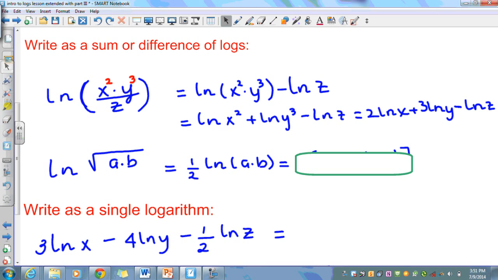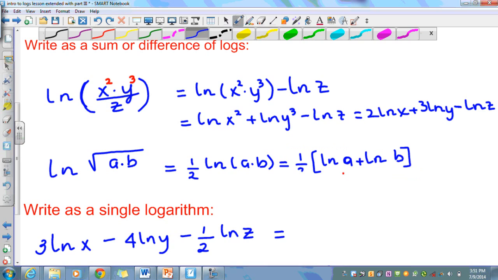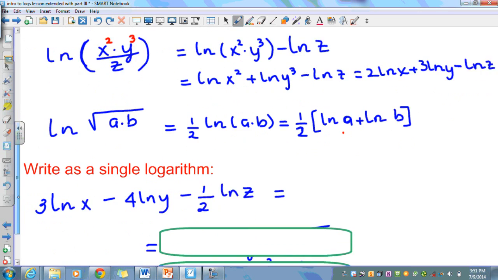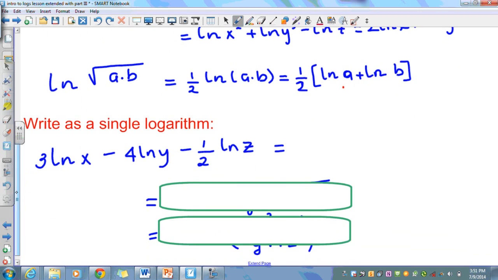And then in the second step, a times b within a log can be broken down as log of first plus log of the second. In this case, it's log base e or ln. So here we have 1 over 2 times quantity ln a plus ln b. In the next example, we'll do quite the opposite.